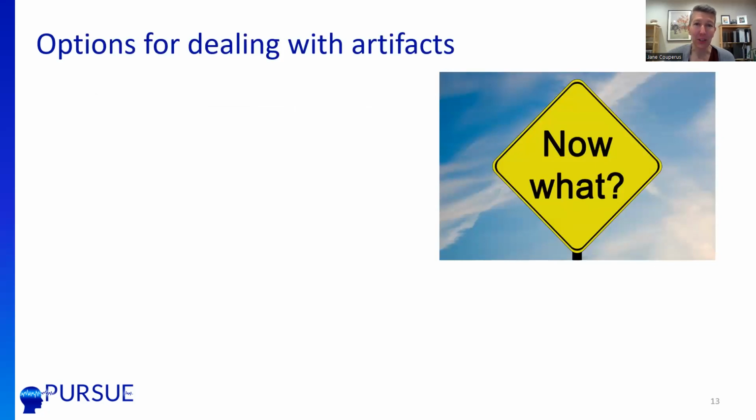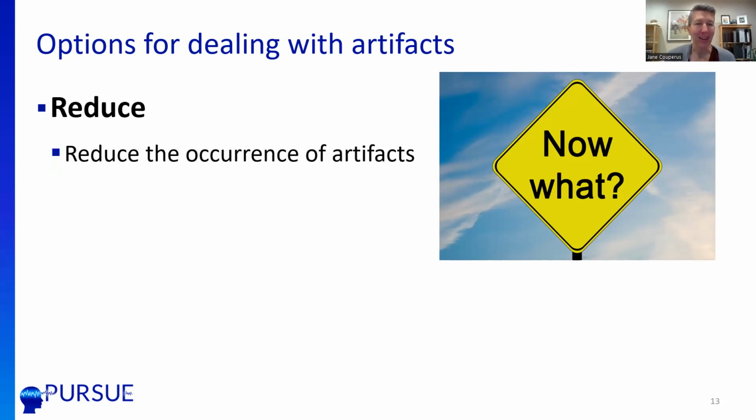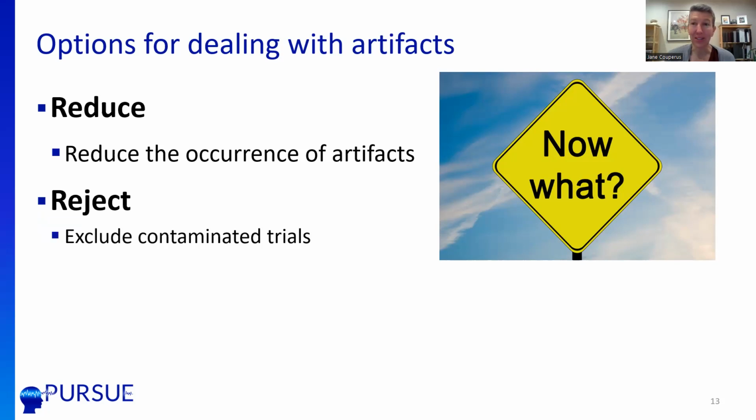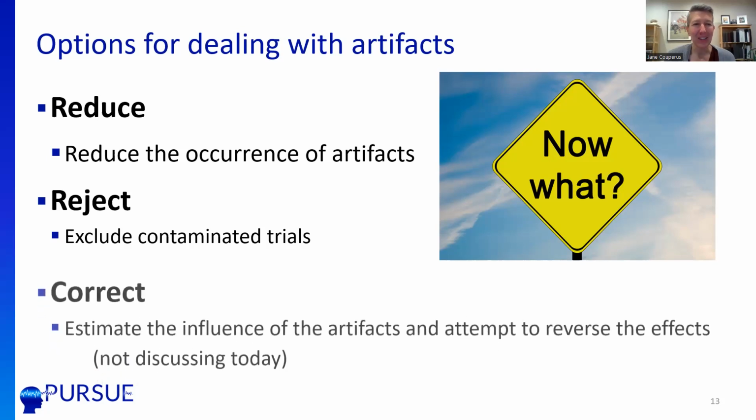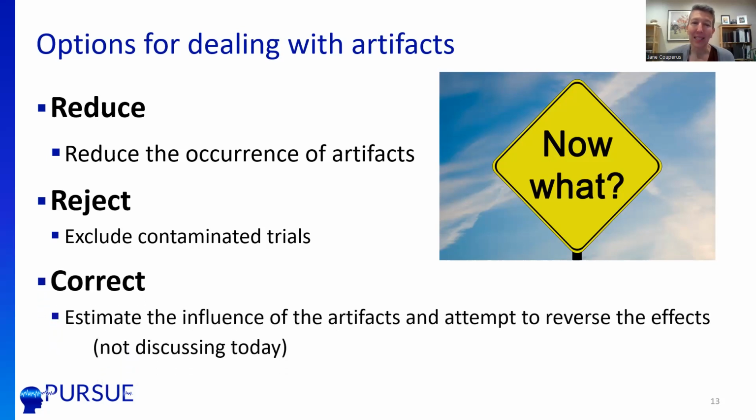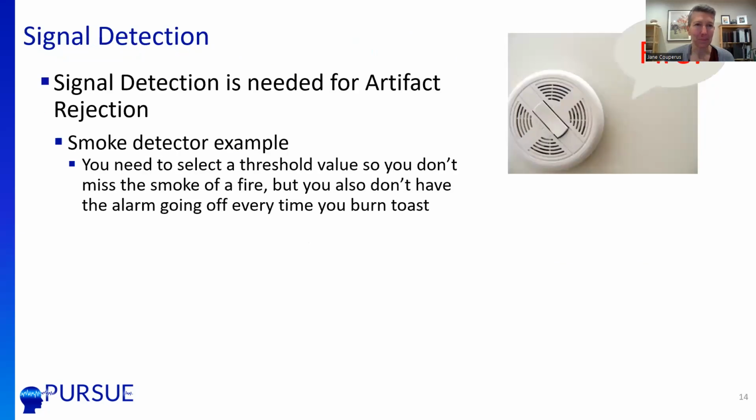There are a number of options for dealing with artifacts. You can try and reduce them, talk to your participant, tell them what not to do. You can also reject them, just exclude contaminated trials, and that's what we're going to do today when we walk through the practical stuff. And then the last one is correction. You can estimate the influence of the artifacts and attempt to reverse the effects. We're not going to be talking about that today. It's a little bit more advanced level, but this is something people do regularly with ICA and things like that.